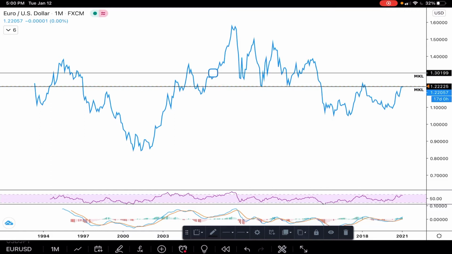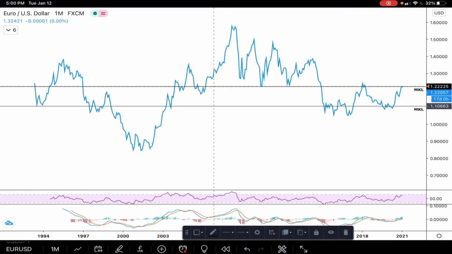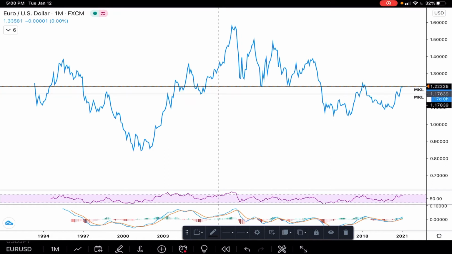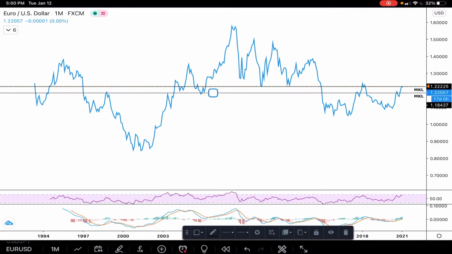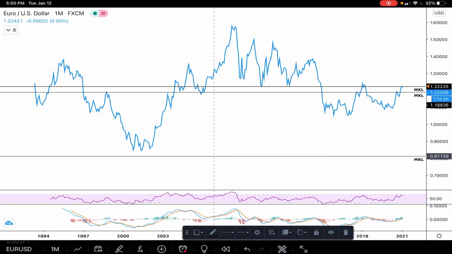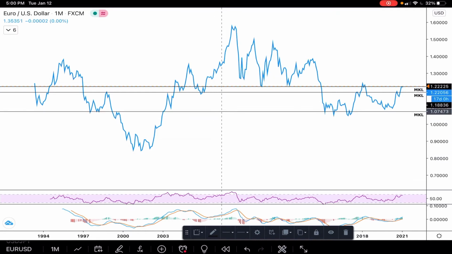Now, I do see another one right here in this area. Yeah, I see one right there, right in that area. And I also see one right here.